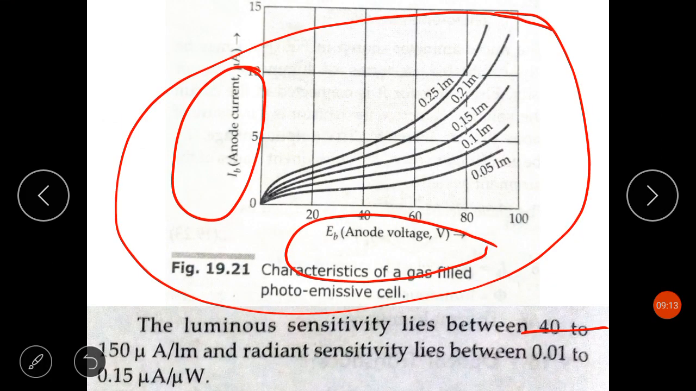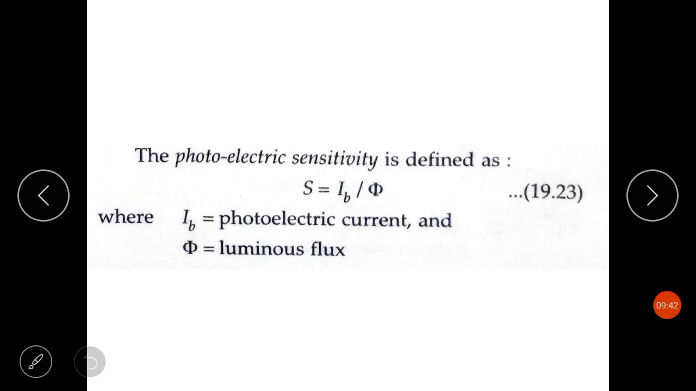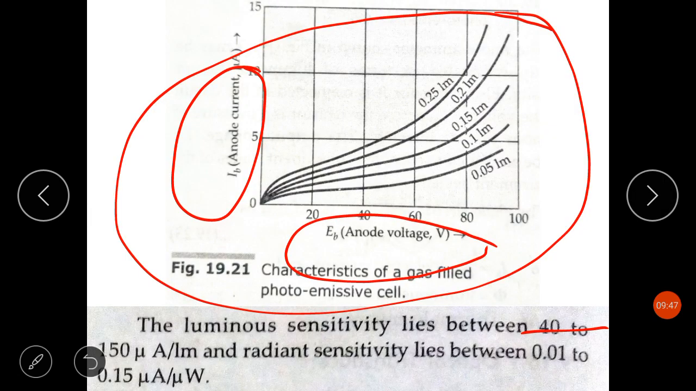Now this circuit can be used for measuring the luminous flux intensity for the gas filled photoemissive cell also. We know the photoelectric current depends on three factors: intensity of light, color of light or its wavelength, and voltage applied between cathode and anode. So if we make the wavelength constant and apply a constant voltage between cathode and anode, then the circuit can be used for measuring the luminous intensity of the radiation.